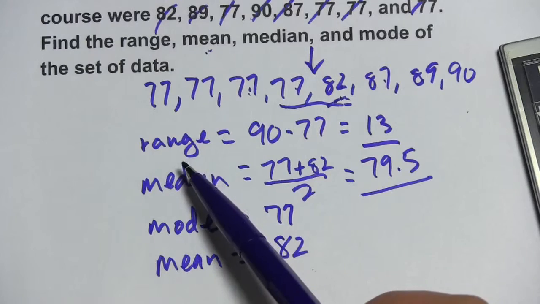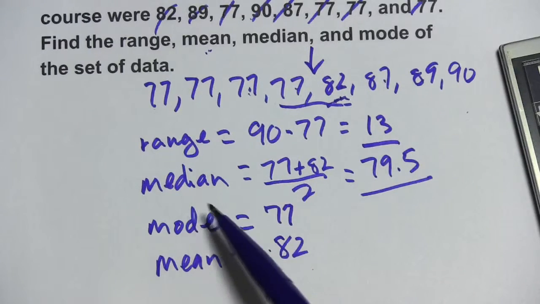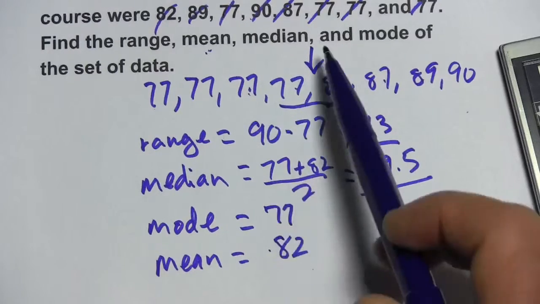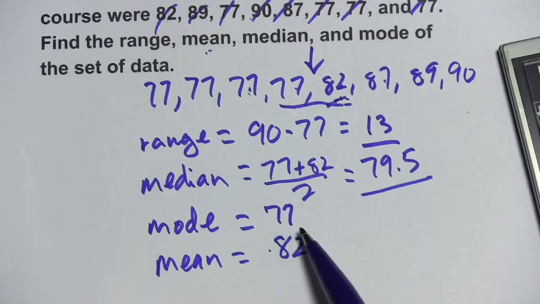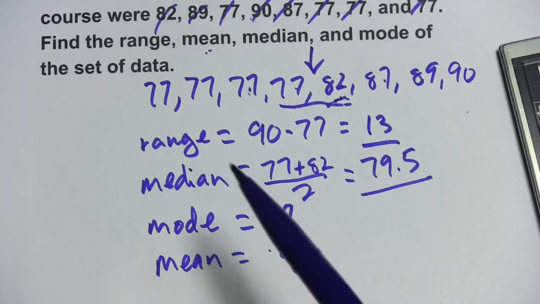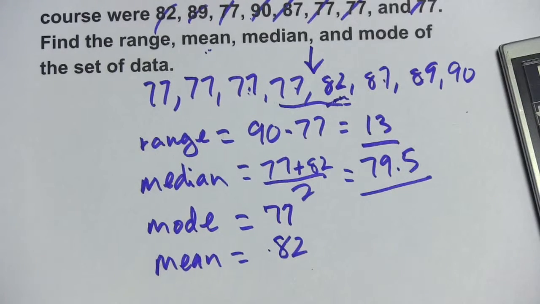So remember, range, just subtract the lowest from the highest number. Median, you want to find the middle number, or if there are 2 in the middle, you take the average of those 2. The mode is just the number that occurs the most often, and the mean is the average of all those numbers. All right, let's take a look at one more.